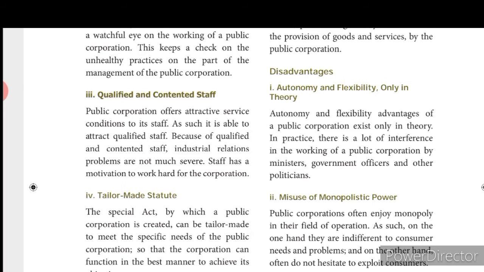In practice, there is a lot of interference in the working of a public corporation by ministers, government officers, and other politicians. So when you are doing the work, the politicians or some other people will always get involved in your work. So that is there.